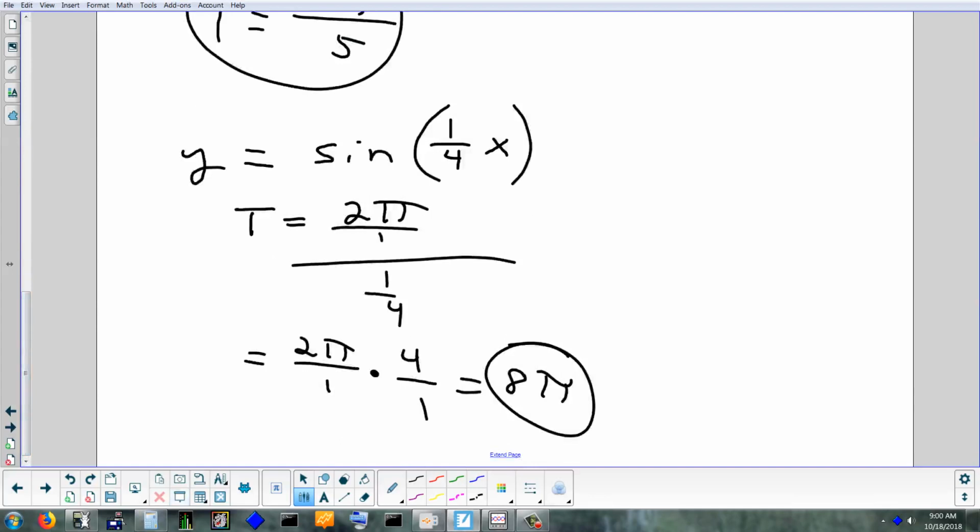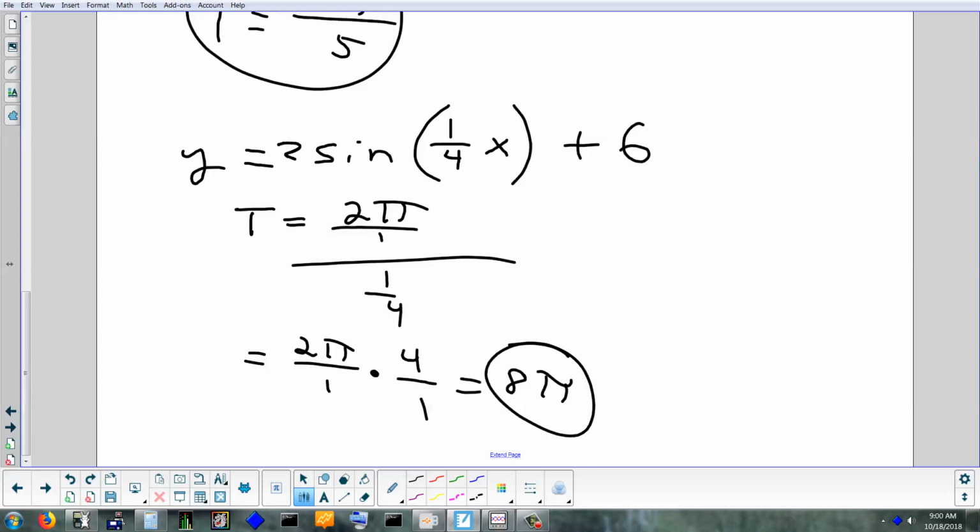Now, what if I did this? What would be the period now? Wouldn't the period be the same, but it would move over 6? It would move up 6, but the period would still be the same. Putting a plus 6 there has no effect on the period at all.